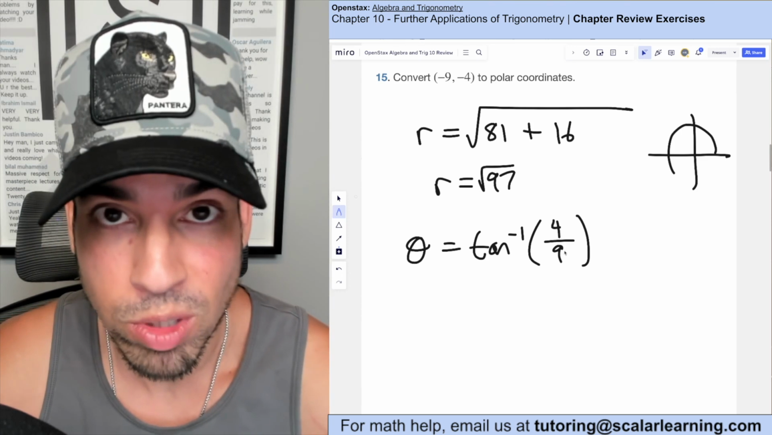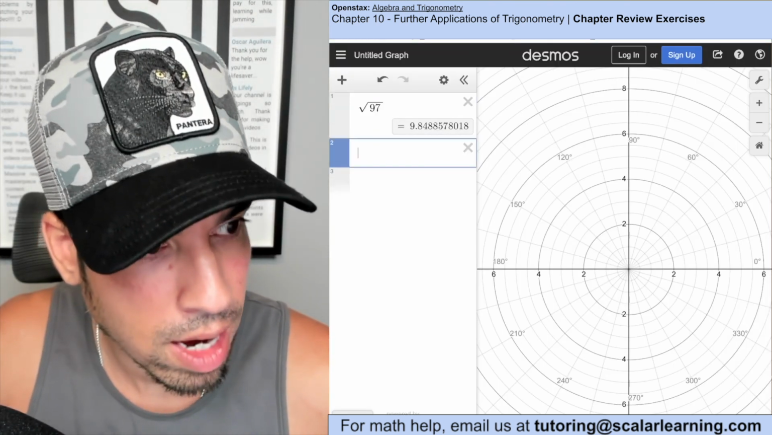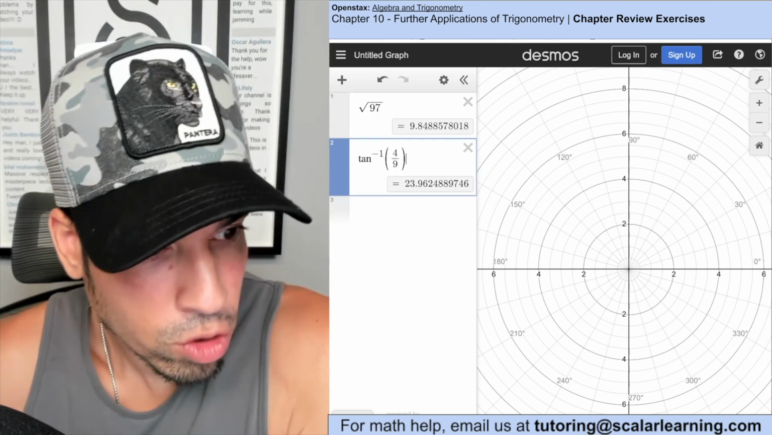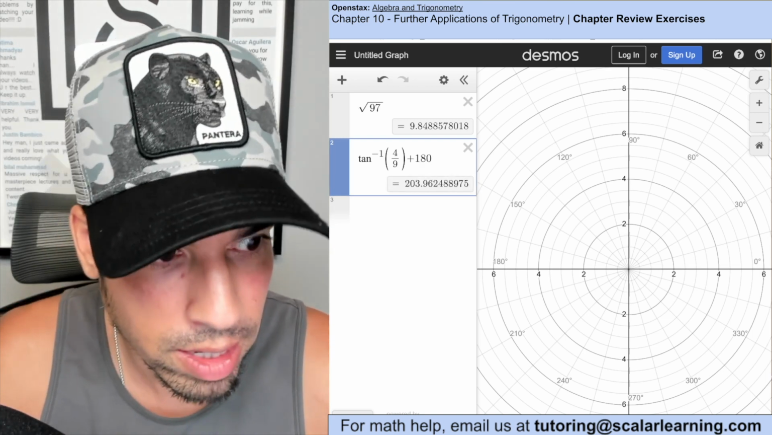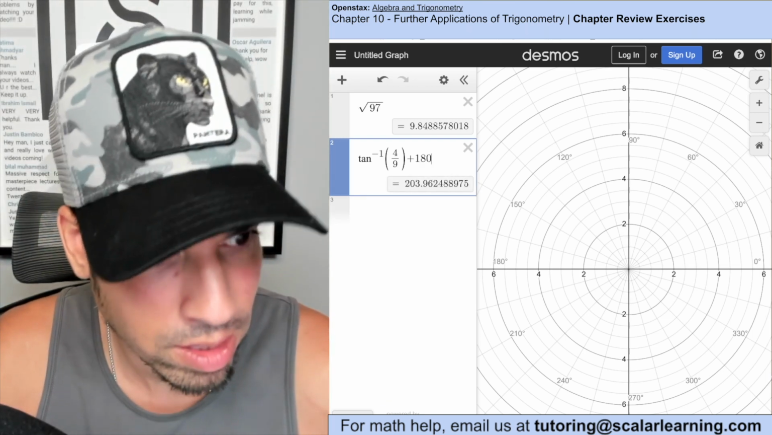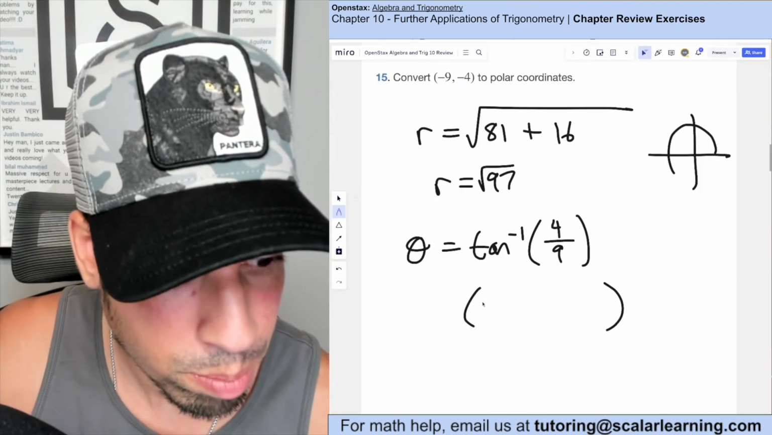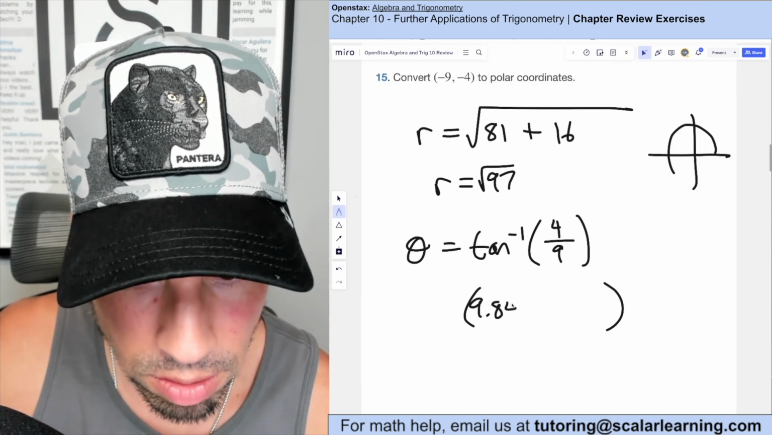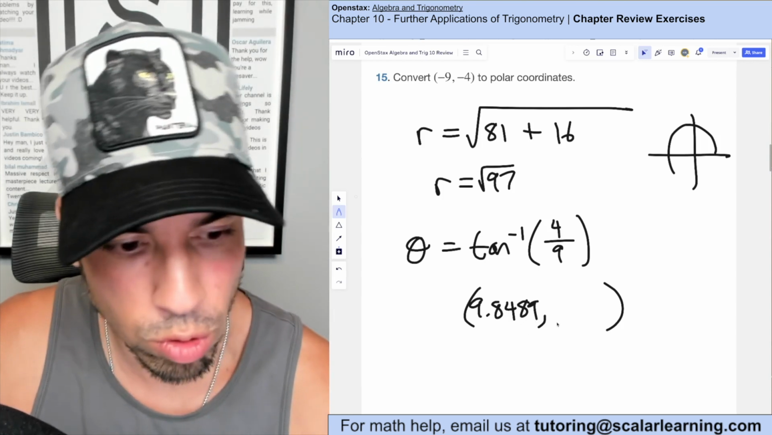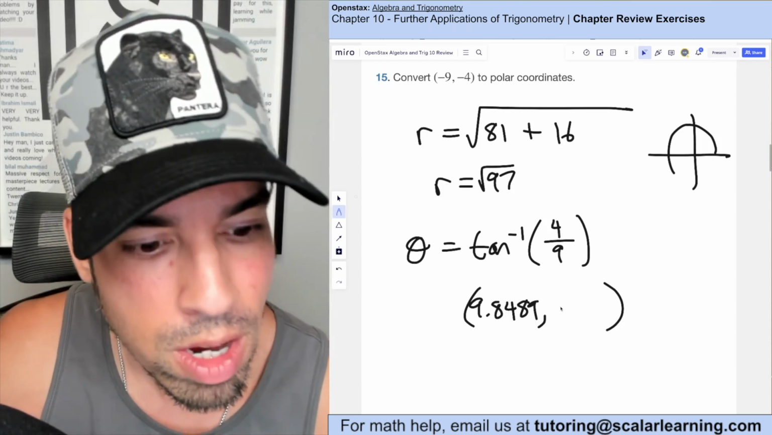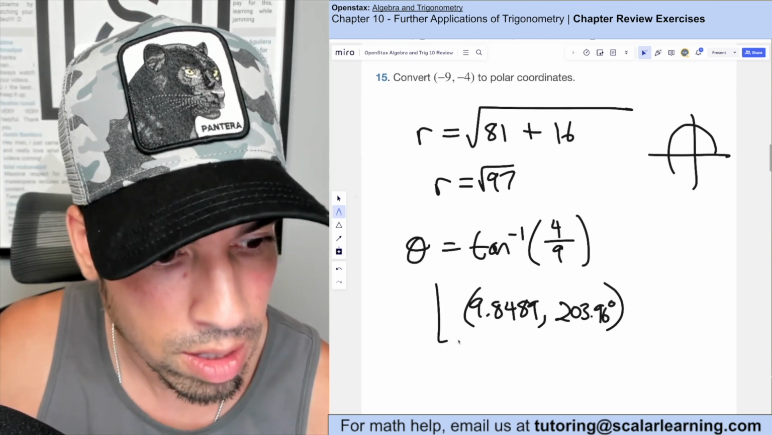So let's check that out in Desmos now. So square root of 97 is 9.8489, and then arctangent of 4 ninths is 23.96 degrees. Again, we have to get in the third quadrant, so we have to add 180, and we get 203.9625, and we get 203.96 degrees. So in polar form, it'd be 9.8489, comma, and you know, the amount of digits they rounded to is sort of arbitrary, but I'm just doing what they did in the back of the book. And then for the theta value, it's 203.96 degrees. That's how you do it.